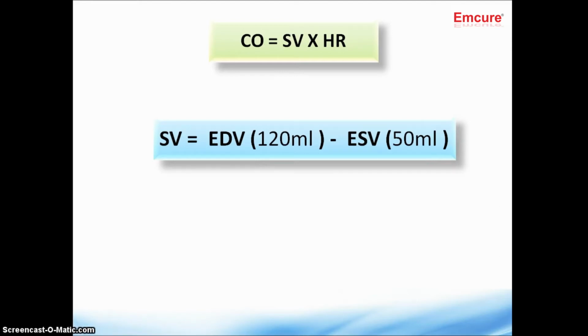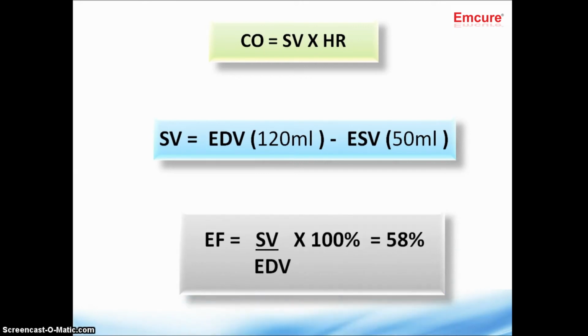How do you calculate the stroke volume? Well, stroke volume is equal to EDV minus ESV. You subtract the end systolic volume from the end diastolic volume. So in normal conditions, the end diastolic volume is 120 ml and end systolic volume is equivalent to 50 ml. So the normal stroke volume will be equivalent to subtracting 50 from 120, which is equivalent to 70 ml.